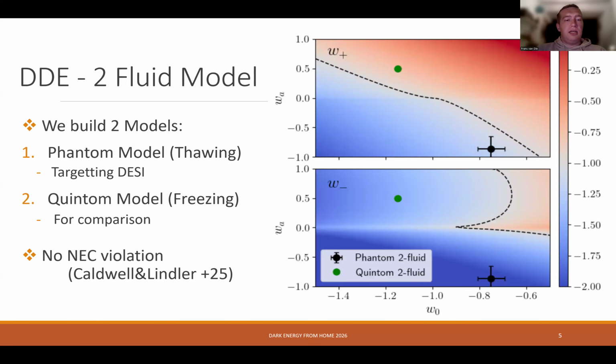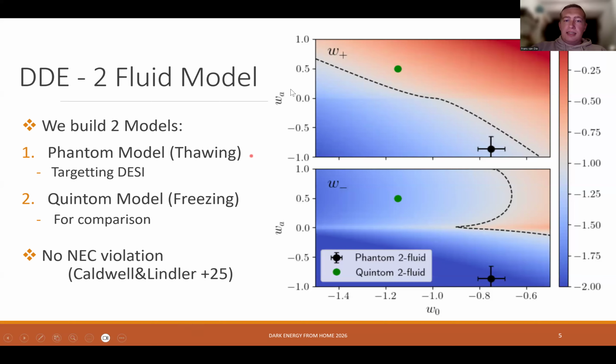Now in our case, we build two models. One is a model that we call the phantom model, and this is the model that targets the DESI observations. So here we take W0 and WA to be the DESI measurements. This is a thawing model, as is also suggested by DESI. And secondly, we build a toy model, which we call the quinta model. And this is a freezing model, so this crosses the phantom barrier in the other direction, from high equation of state in the past to low equation of state presently. And this model we just use as a comparison.